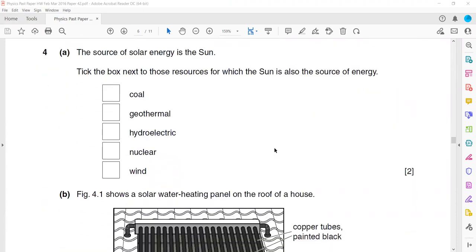Then, the source of solar energy is the sun. Solar energy means the heat and light energy from the sun. Take the box next to resources from which the sun is also the source of energy, for example coal. How is coal formed? First, the energy from the sun is absorbed by plants. These plants on the surface of the earth absorb the heat and light energy.